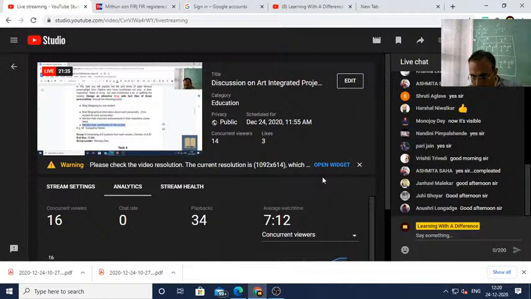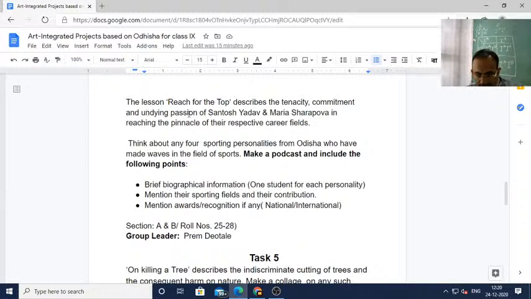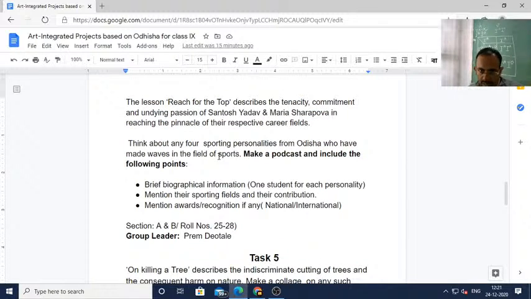Now next you see task 4. Task 4 is the lesson Reach for the Top. Describe the tenacity, commitment and undying passion of Santosh Yadav and Maria Sharapova in reaching the pinnacle of their respective career fields. Likewise, think about any 4 sporting personalities from Orissa who have made waves in the field of sports, who are very famous not only in Orissa but also nationally or internationally. And you have to make a podcast about those.